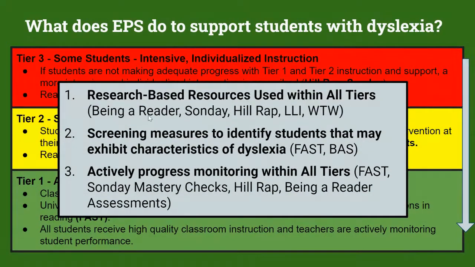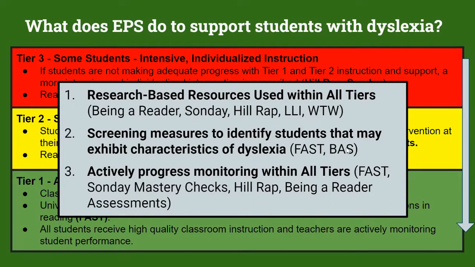All of these resources that we spoke about are research-based resources. Used within all tiers are the Being a Reader, Sunday Essentials, Sunday 1, Sunday 2, HillRap, Leveled Literacy Intervention, and Words Their Way. Screening measures are in place to identify students that may have characteristics of dyslexia, and FastBridge is our screening tool.